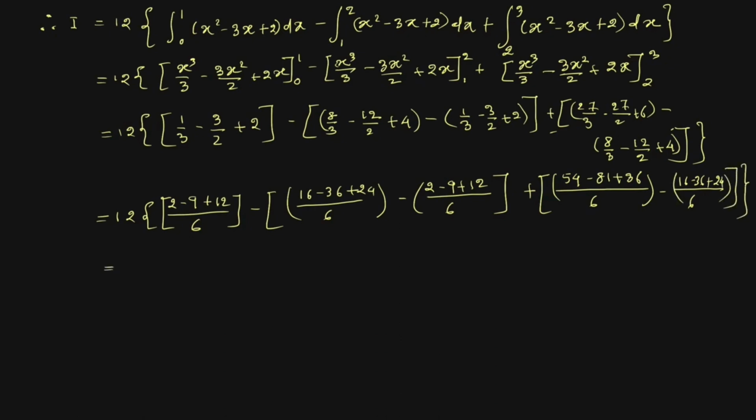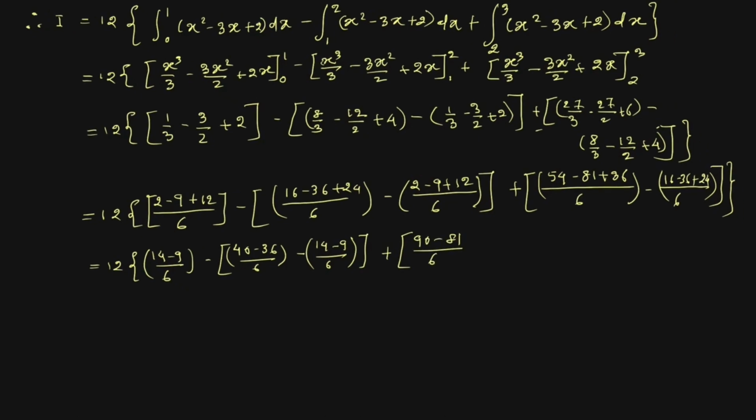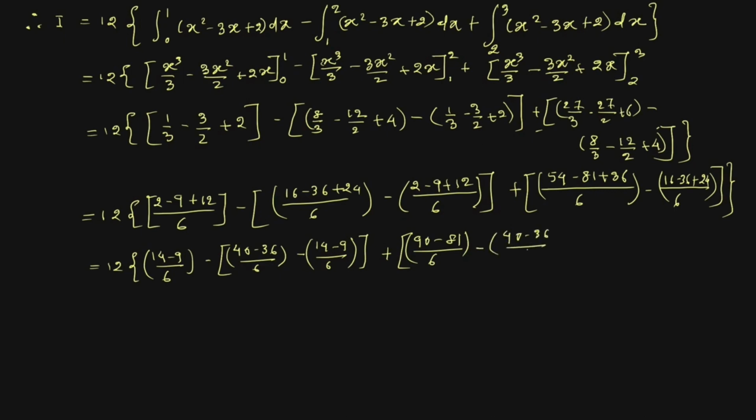So which is equal to 12, that is (14 minus 9)/6 minus of (40 minus 36)/6 minus (14 minus 9)/6 plus (90 minus 81)/6 minus (40 minus 36)/6.